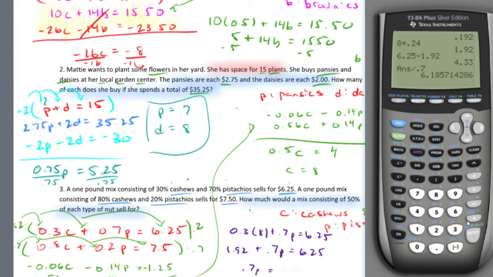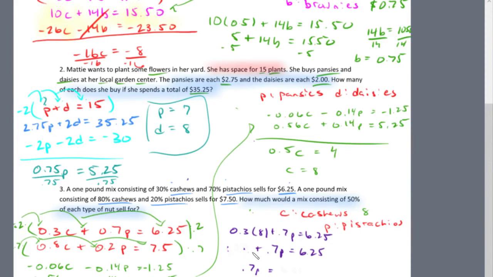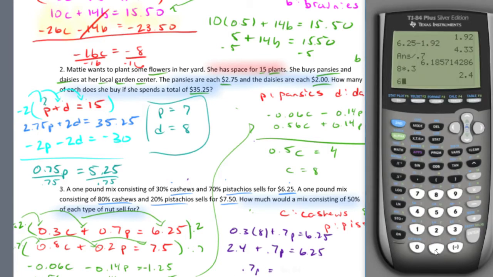8. What did I do? I did 8 times 0.24. I'm all frazzled. 8 times 0.3. This is 2.4. I knew it. Man, why am I so stupid? Now that had better work. Finally we get something that's not stupid.